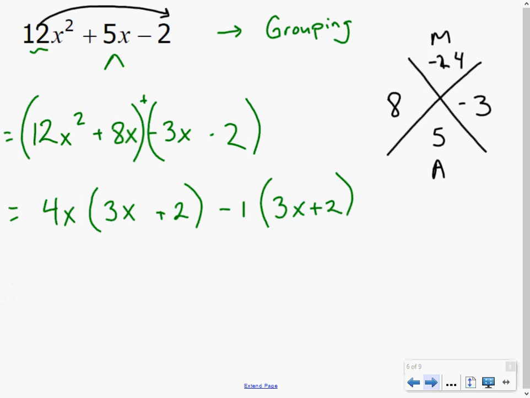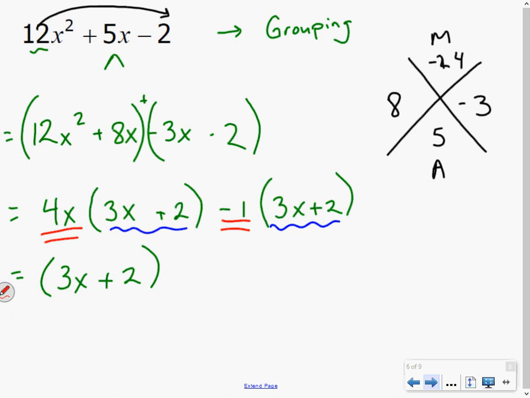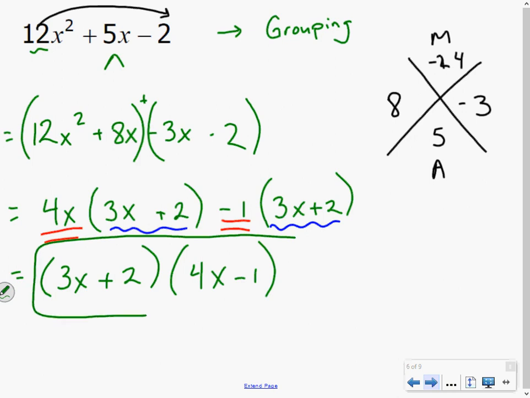If you remember from Algebra 1, when you factor by grouping, what's left after you factor out the GCFs should always match. What we do now is we factor out the 3x plus 2 from each group. That makes our first factor. Our second factor is going to be made up from those GCFs that we factored out already. So 4x minus 1. And this would be your final factored form. So those are a lot trickier. You have to be on the lookout for those.